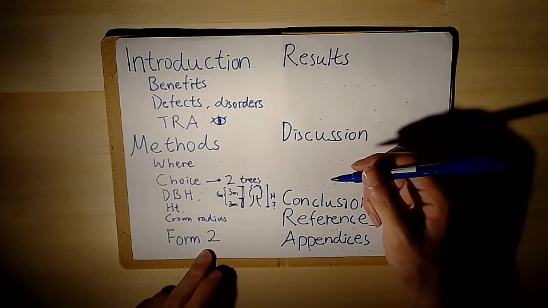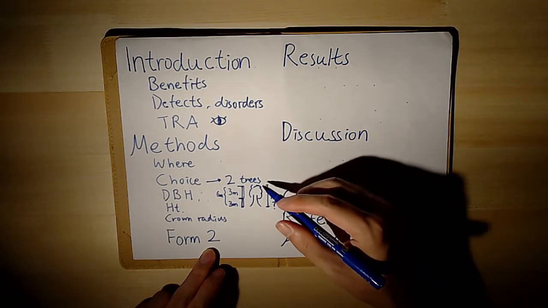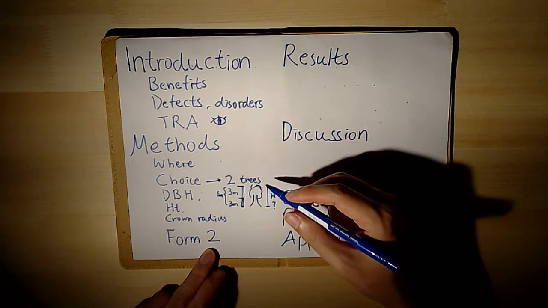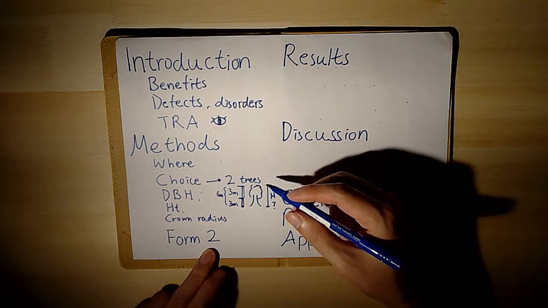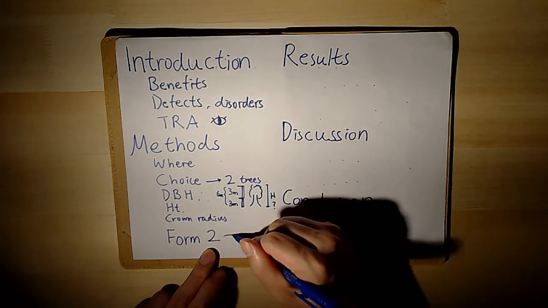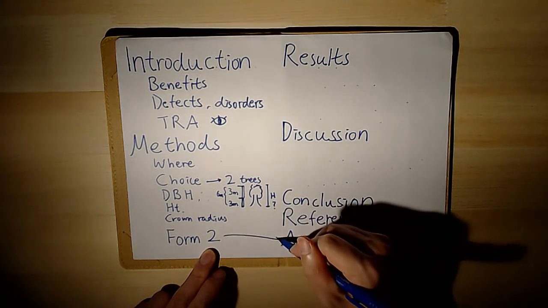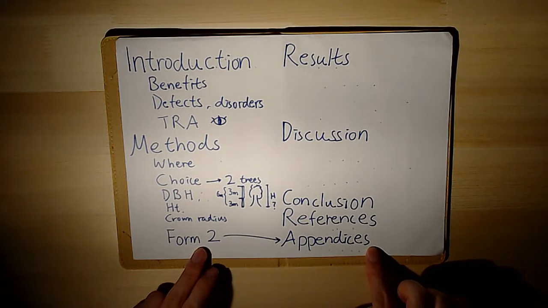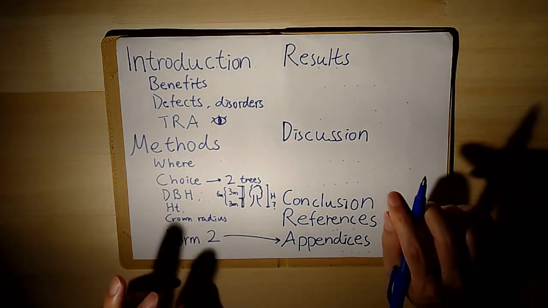And when you finish filling in the Form 2 for the 2 trees, make sure that you scan or take a photo of the finished forms and put them in the appendices. Do not insert these 2 forms as figures. That is wrong, okay?